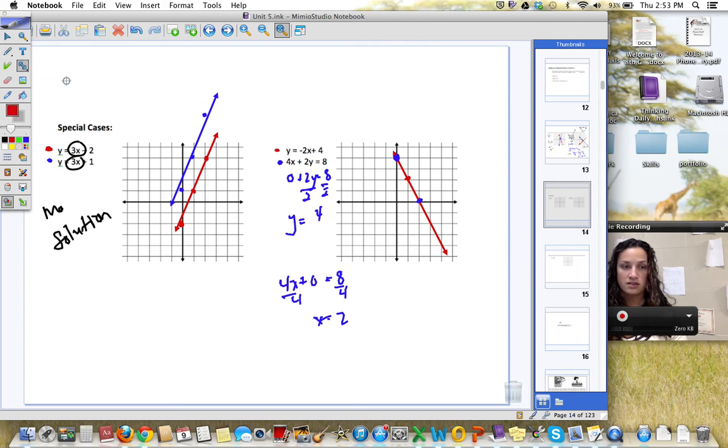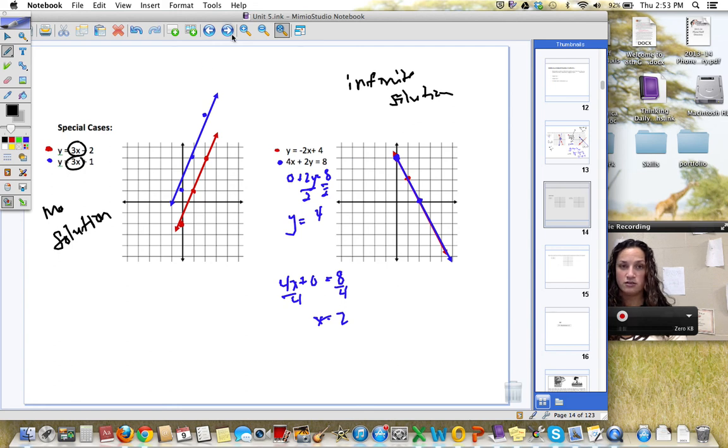So when I plot this, it's exactly the same line. They're the same exact line. So in this case, when they're exactly the same line, it's not just one point of intersection, everything is being intersected. Every single point on this line is being intersected, so there's infinite solutions. Because it's every single little point on the line, since both lines are the exact same.